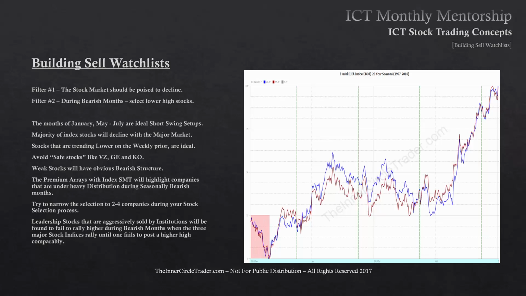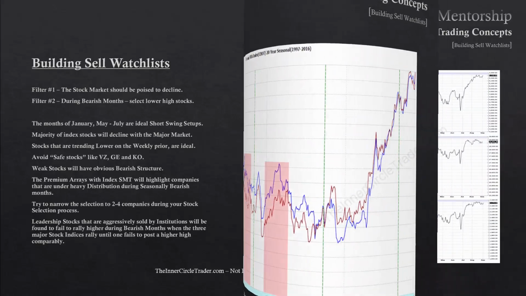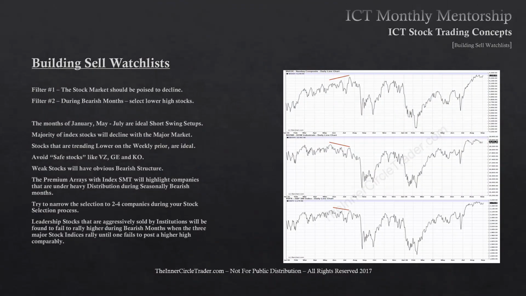Okay, you can see here January generally is a bearish month, but we're going to focus primarily on the condition from May high through the month of July. So we're looking at the entire encapsulation of the beginning of May to the 1st of August. And again, we're going to be focusing primarily on the index SMT divergence seen here.